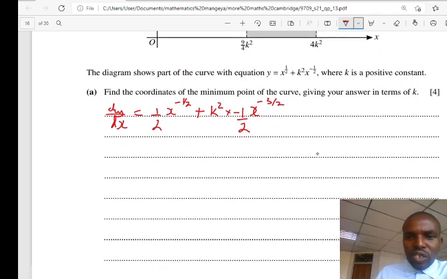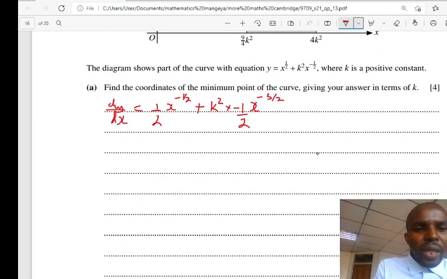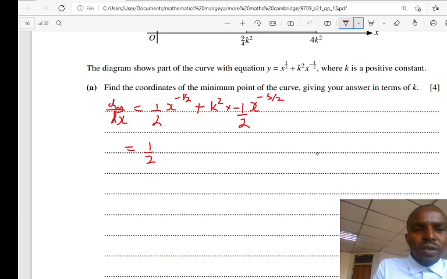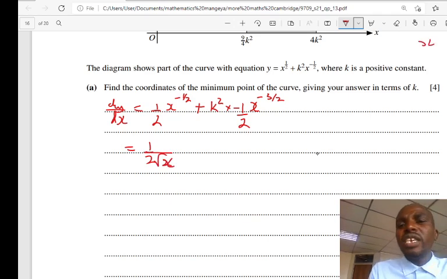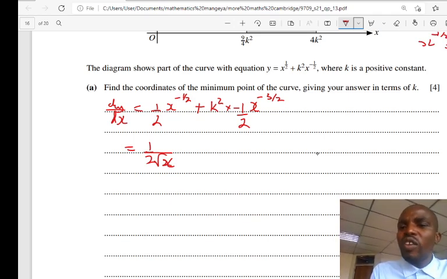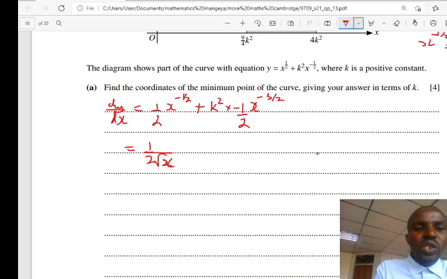Then after that, you simplify this one. This one is equal to half, over root x here, because x to the power minus half is the same as 1 over x to the power half, which is the same as 1 over root x. Like this. So it's over root x. Then plus, it will be minus here, then k squared over 2. Then the same also applies, square root of x to the power 3, like this.